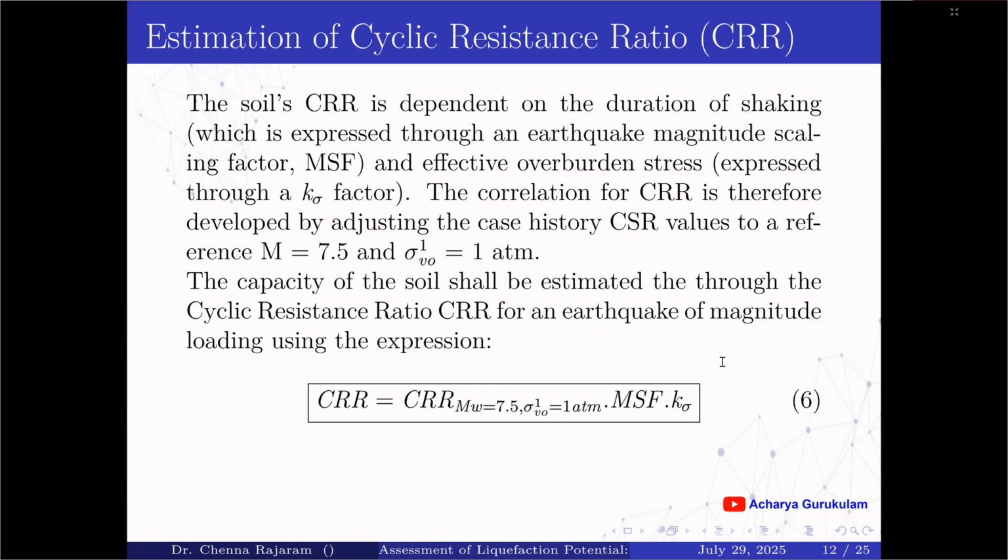The capacity of the soil shall be estimated through the cyclic resistance ratio, that is CRR, for an earthquake of magnitude loading using the expression CRR is equal to CRR at Mw 7.5 magnitude and sigma V naught prime at 1 atmosphere, multiplied by MSF, that is the magnitude scaling factor, and K sigma, where K sigma is the effective overburden stress factor.